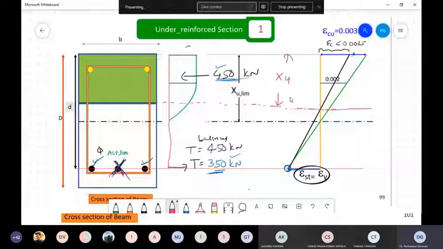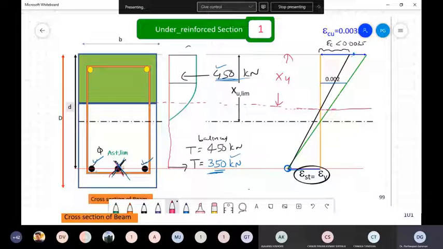Because now in an under-reinforced section, because you are providing AST less than AST limit, your steel will yield first, so your failure will be ductile, and correspondingly the strain in the concrete will be less than the ultimate strain at that point of time. So obviously your neutral axis depth will be less than XU limit. Is that clear? Any doubt in this one? Anybody have any doubt?